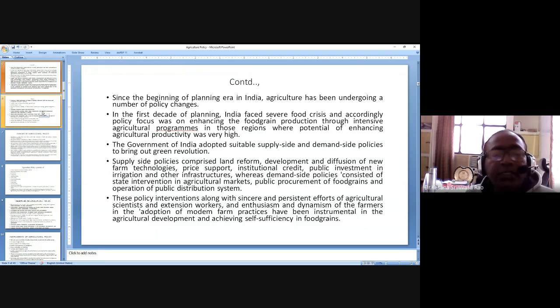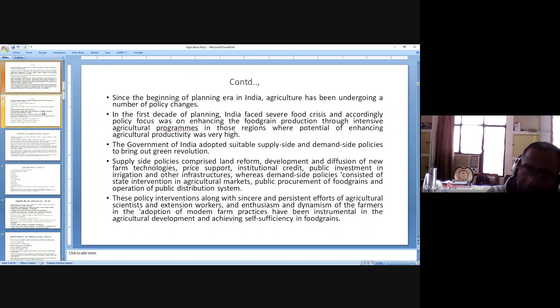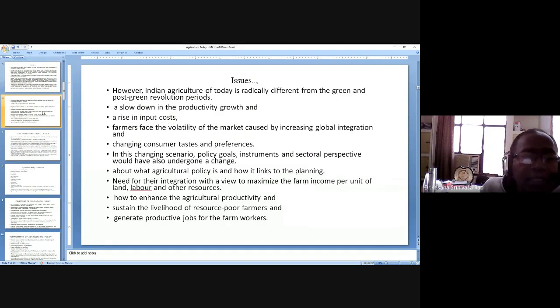These policy interventions, along with the sincere and persistent efforts of agriculture scientists and extension workers, and the enthusiasm and dynamism of the farmers in the adoption of modern farm practices, have been instrumental in agriculture development and in achieving self-sufficiency in food grains. Today we have seen that we have achieved almost self-sufficiency in the production of food grains. So these are the basic components, and a lot of dynamism and enthusiasm has taken place to achieve good results in agriculture development. Okay, next slide, please.